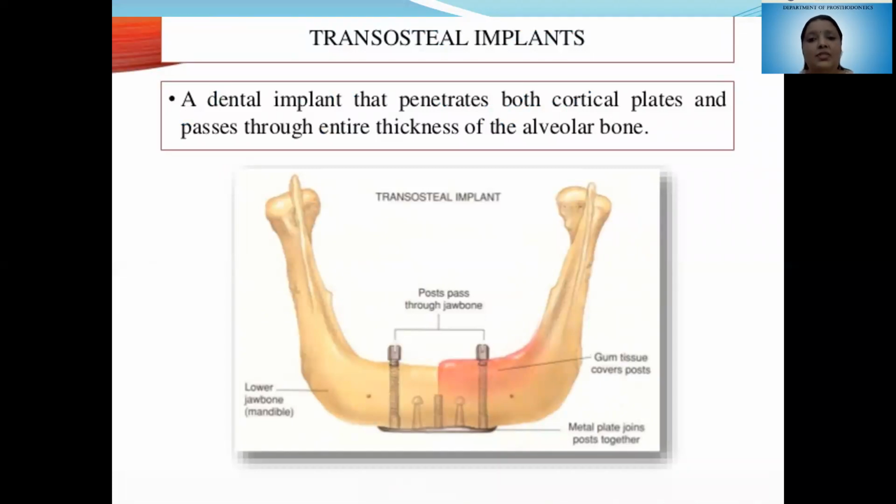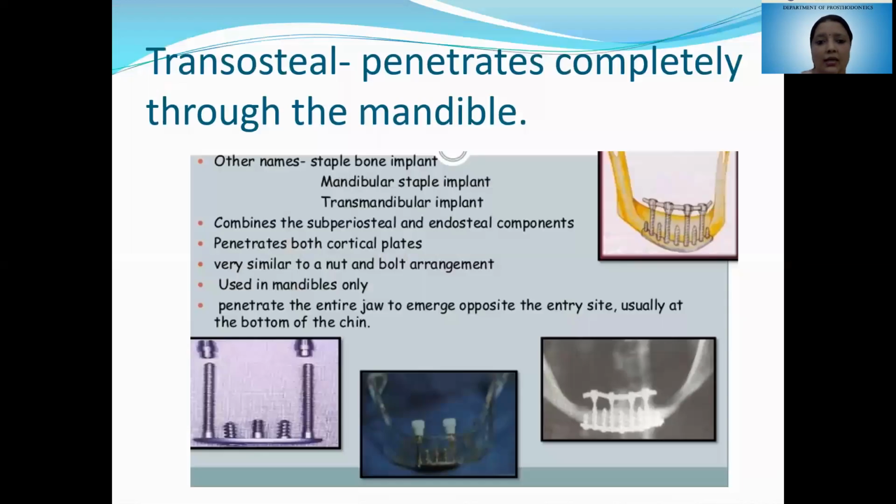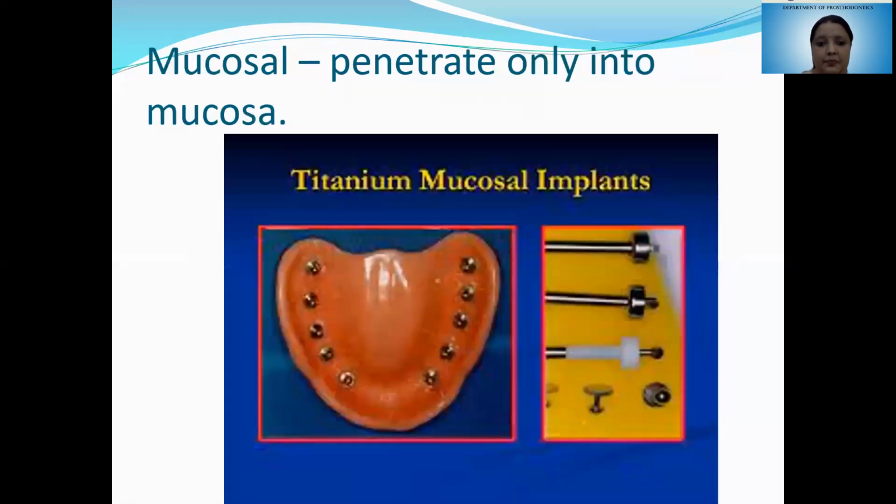Whereas the transosteal implants, the name itself suggests that they run through the entire bone. They penetrate both cortical plates and pass through the entire thickness of the alveolar bone. Therefore, they can be placed only in the mandible. They emerge out from the opposite side, usually at the bottom of the chin. They're also called the staple bone implant, the mandibular staple implant, or the transmandibular implant.